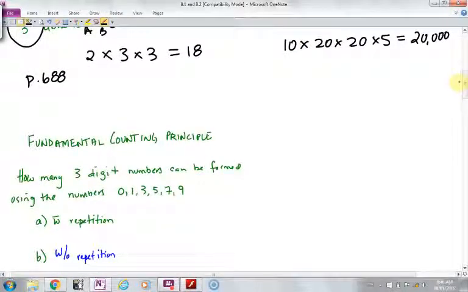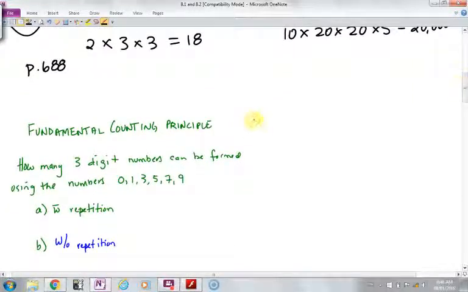The fundamental counting principle is on page 688. So I'm not going to write it out for you, but if you look in your textbook on page 688, you will see that it says if there are n1 different objects in one set, and n2 different objects in a second set, then the number of ways of choosing one object from each set is n1 times n2. And if we have a third set that we're choosing from, we're going to multiply by the number in that set. So every time we are picking something from another set, we just multiply by how many choices there are in that set. And that's the fundamental counting principle.